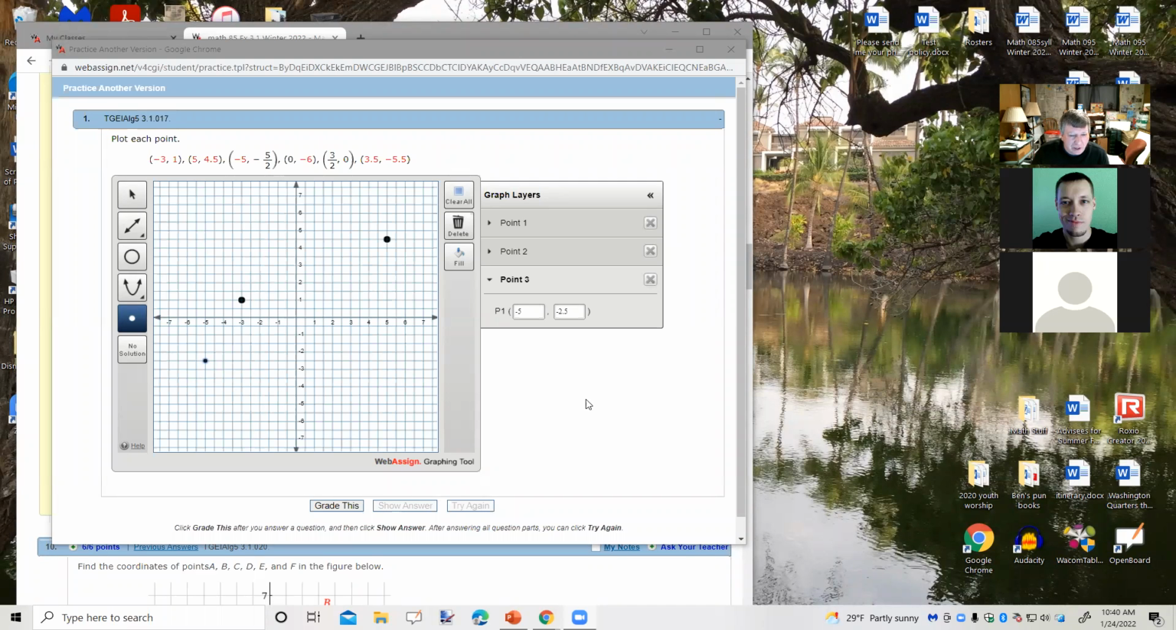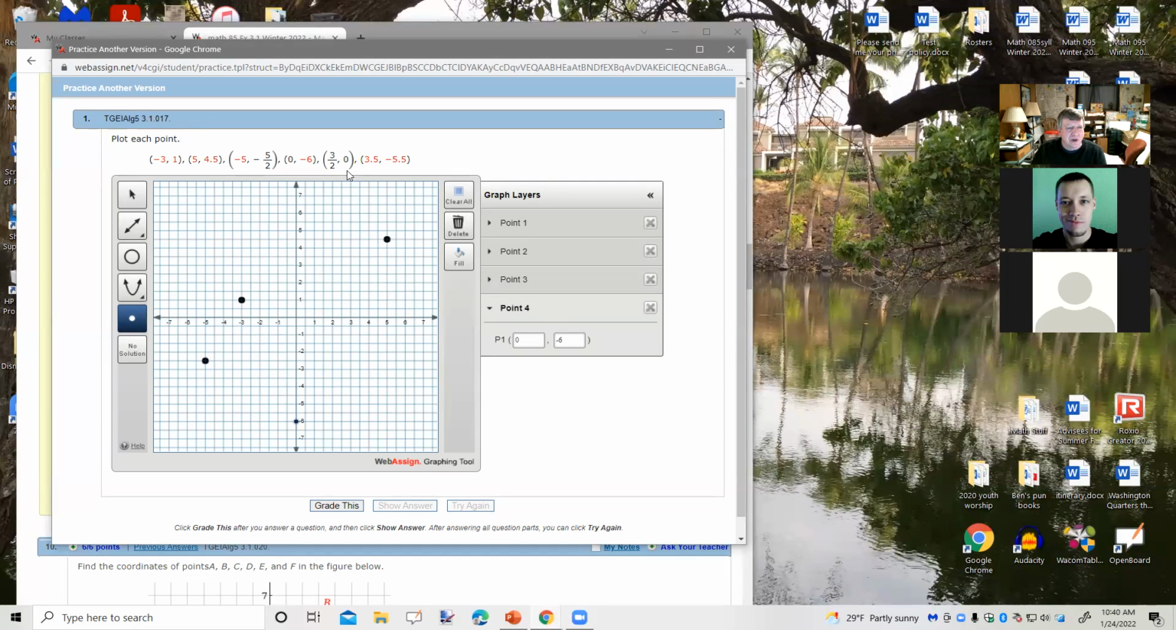All right. So let's see. We had just plotted the third point, and there are the coordinates to that, right? So everybody okay with that? Yes. All right. So the fourth point, 0, -6. So x is 0, which is right there. Y is -6, which is right there. So 0, -6. 3 halves, 0. So 3 halves would be 1.5, comma 0 is right there. Okay. And then 3.5, negative 5.5.